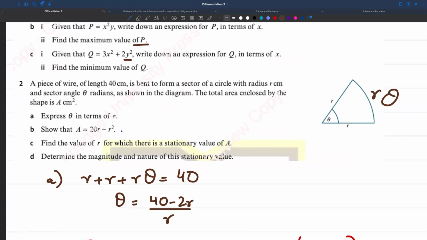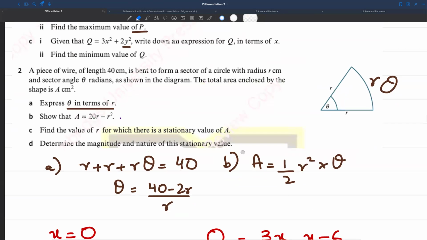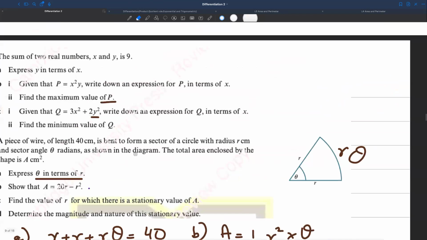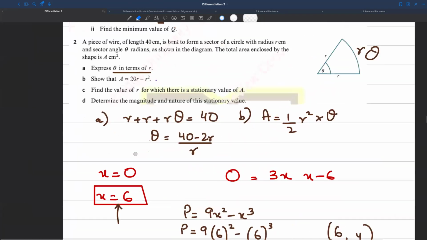Okay. Now, once I have theta in terms of R, it says show that area is equal to this. So now you'll use the area formula, and in place of theta, you will substitute the equation you made in the first part. Where is it? Here it is.